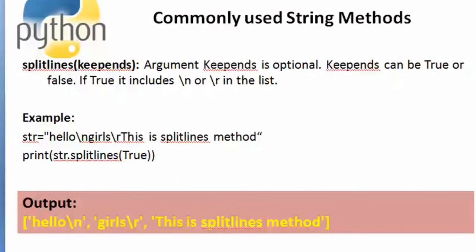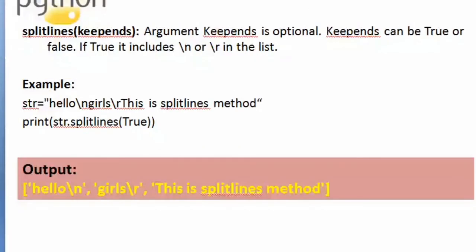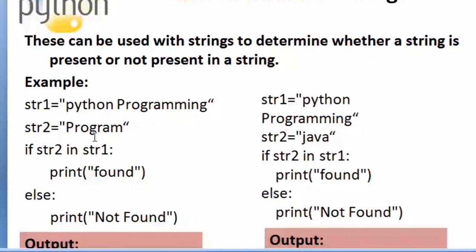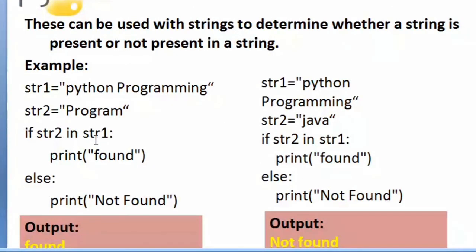Yes, ma'am. So this is in and not in with strings. In the first example we have "Python programming" and the string "program", and I want to check whether program is there in Python programming. So I'll say str2 in str1. If it is there, it will return true; if it is not there, it will return false. Since program is there in Python programming, this if condition becomes true and it will print found on the screen.